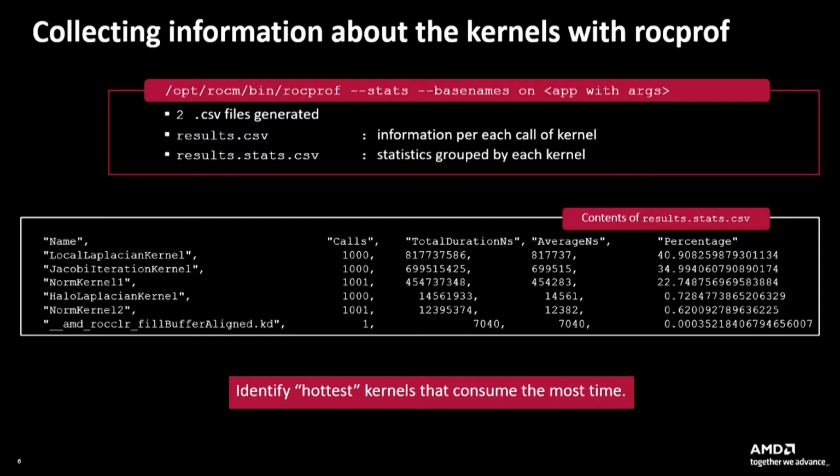So for example, I can just say rocprof --stats base names on, like I said earlier. Now this is going to generate two files because I have the --stats there, and what that is going to do is generate statistics grouped by each kernel. So instead of having your kernel timings for each call, you'll have grouped statistics, which is pretty important because it highlights the hottest kernels that are consuming most of your time on the GPU.